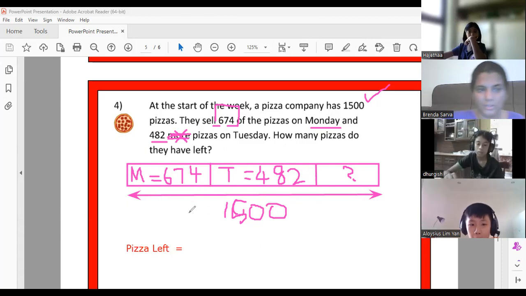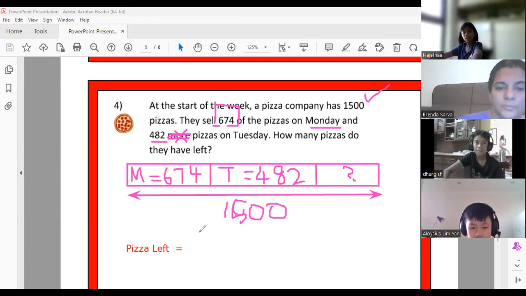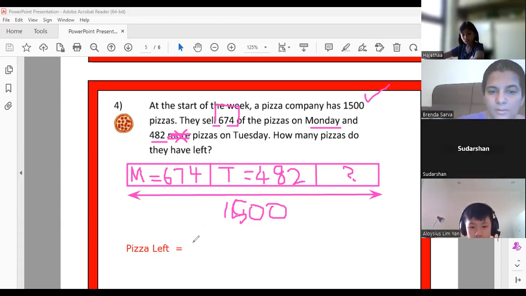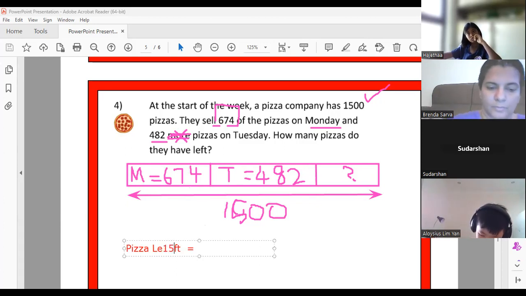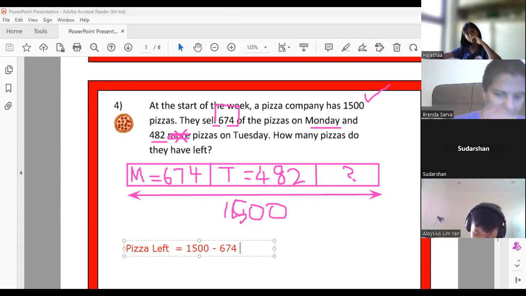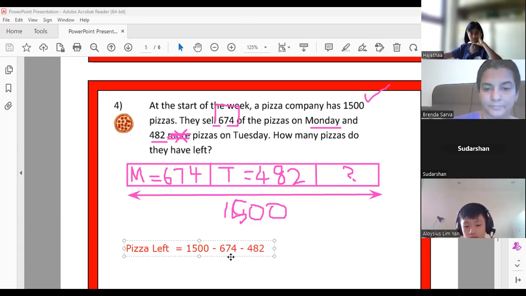Sudarshan, can you repeat your answer again? What did you do? Teacher, the reason why I said minus is because in the sentence they say they sold 674 out of 1,500 pizzas. So I have to minus. Okay, good. So what minus what? 1,500 minus 674. Very good. Then after you get your answer for that, you have to minus 482 again. Good.